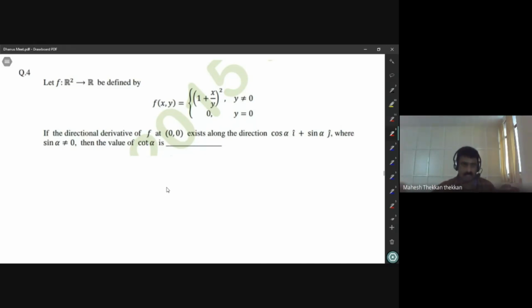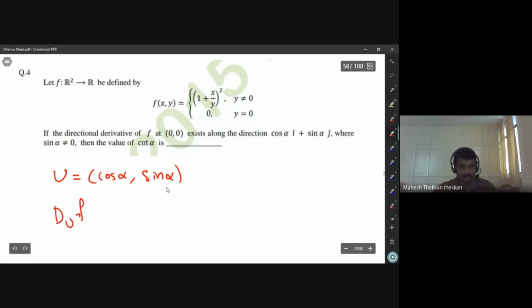So you just write the u. What is your u? You wanted to look at the directional derivative. So u is cos alpha, sin alpha. Okay. Now what is D_u of f at (0, 0)?